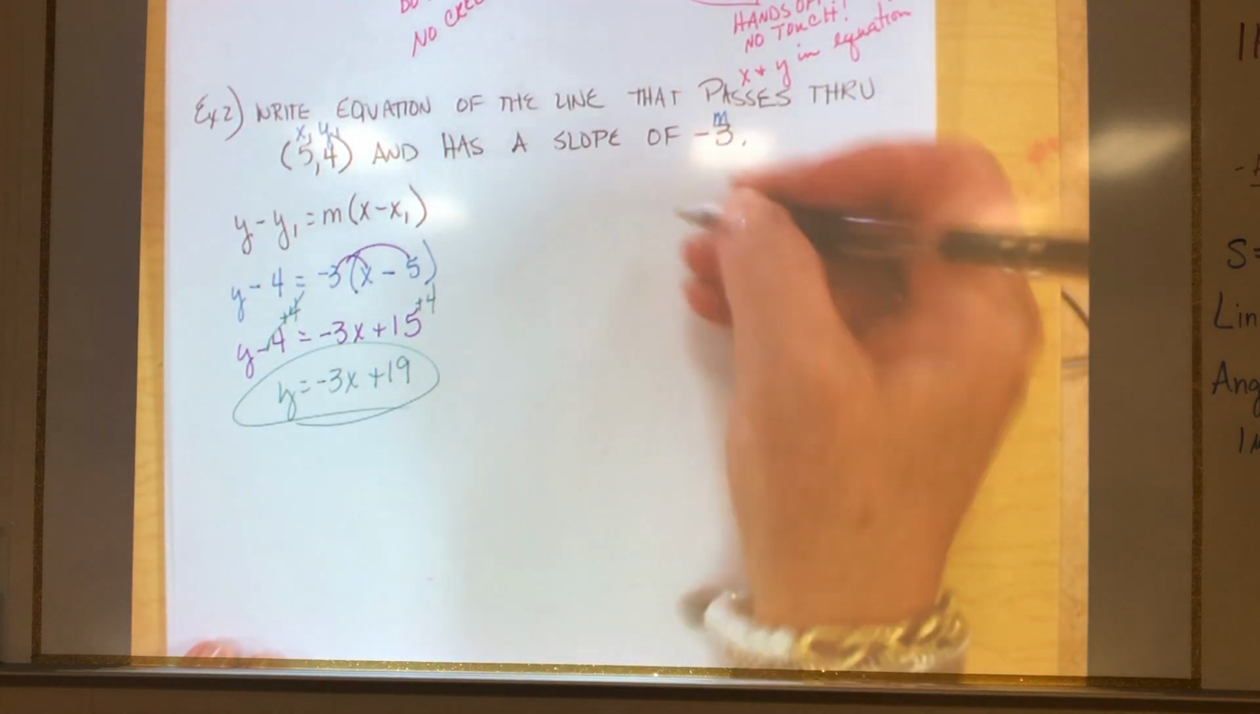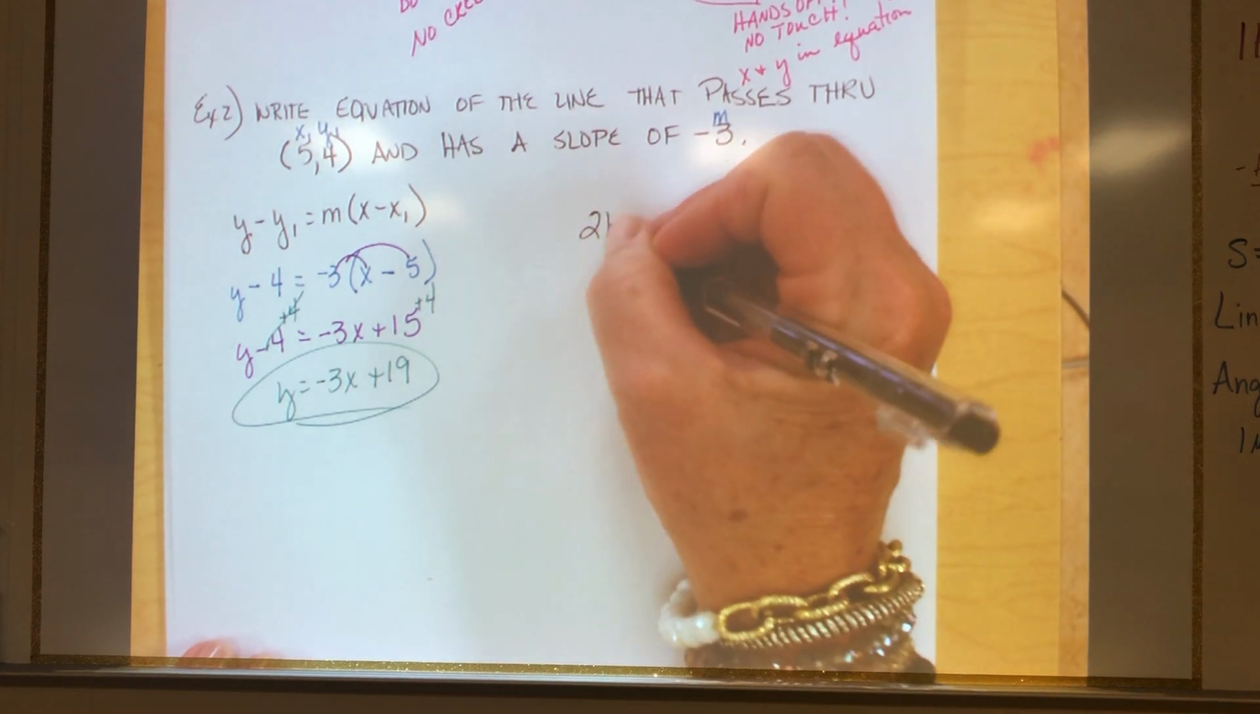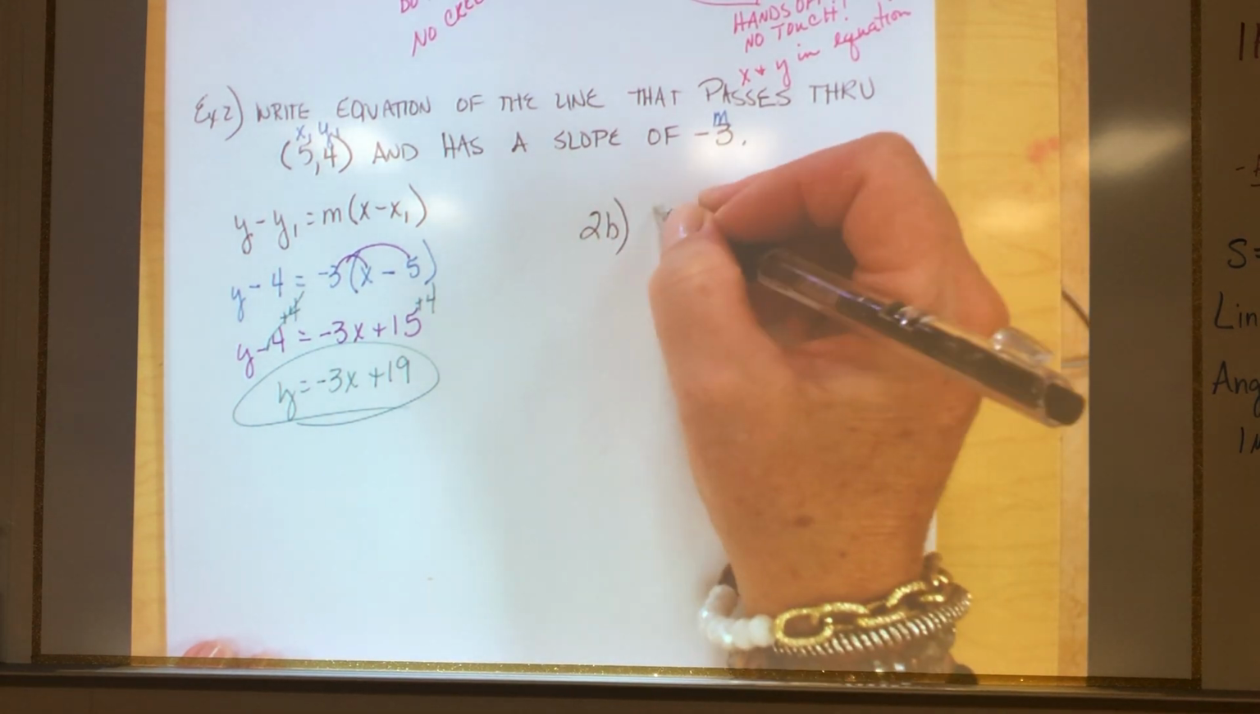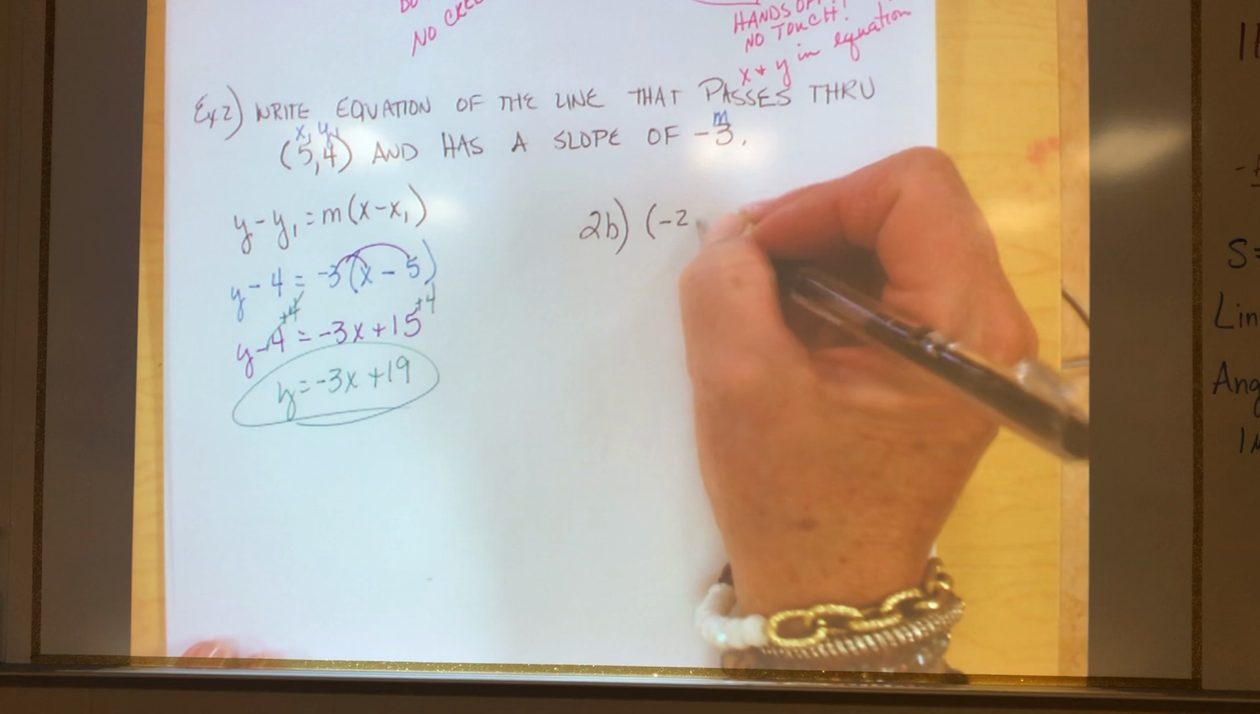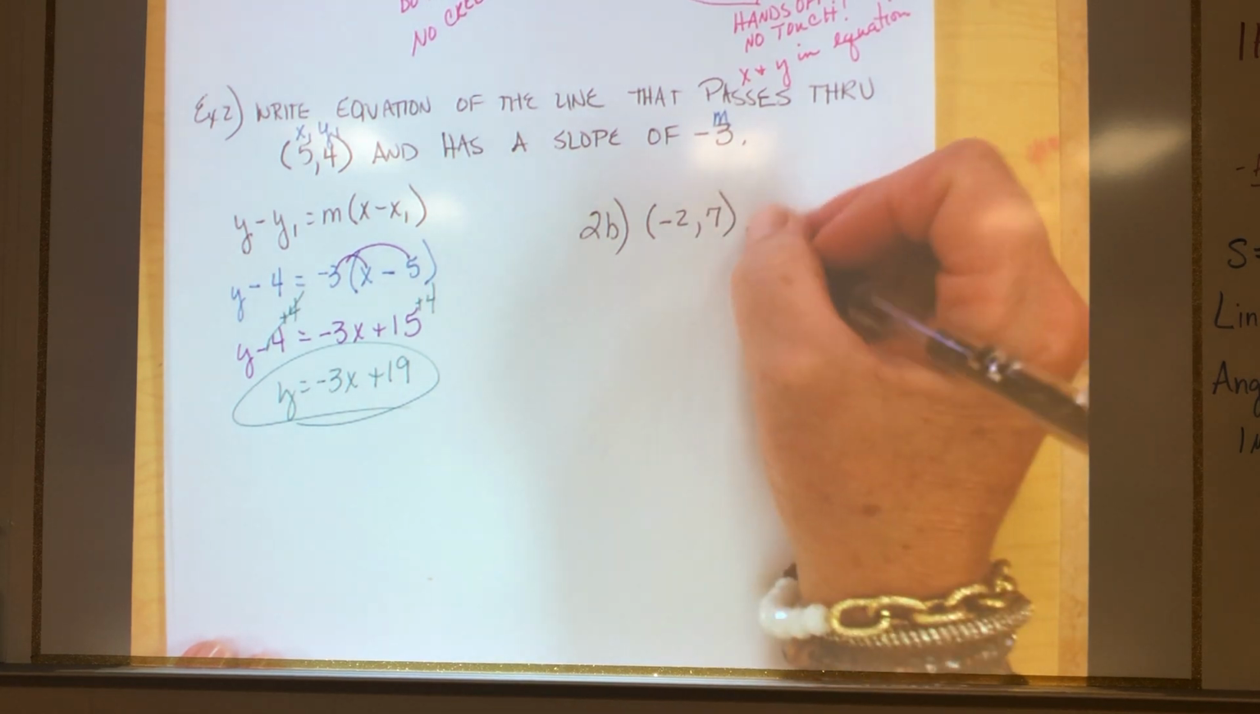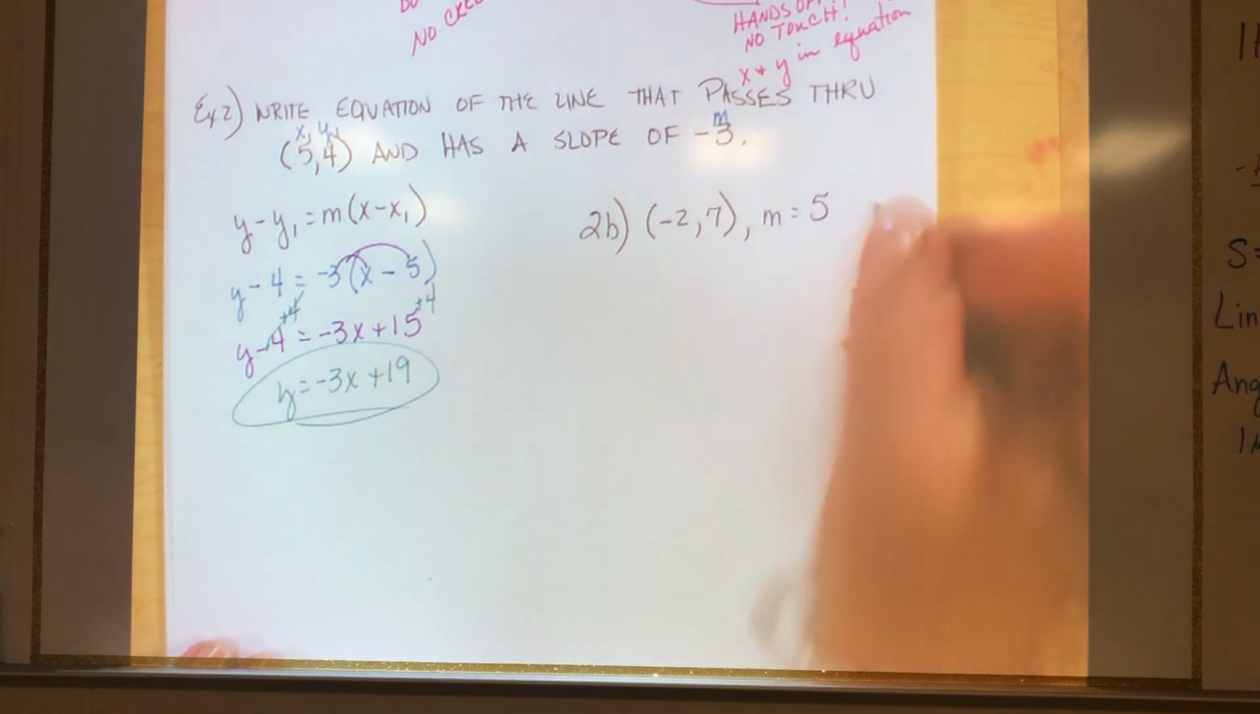All right, so here we go. Let's do this one. I'm going to give you one to do all by yourself. I'm going to tell you that the point it goes through is negative 2, 7, and that my slope is 5. Go.